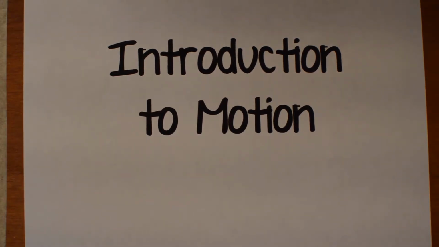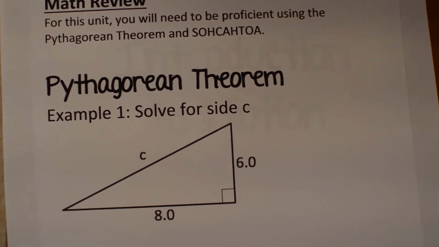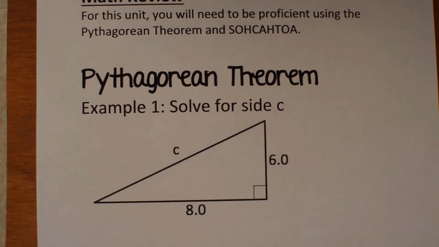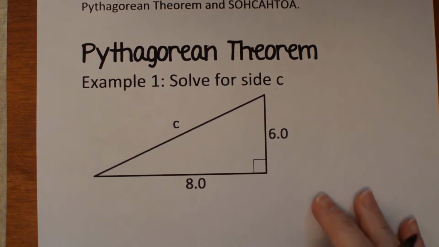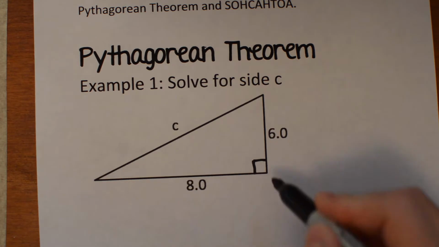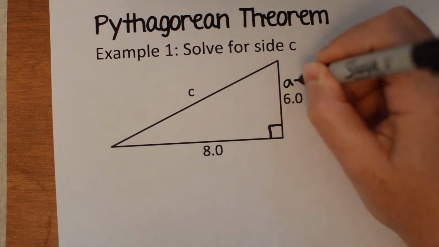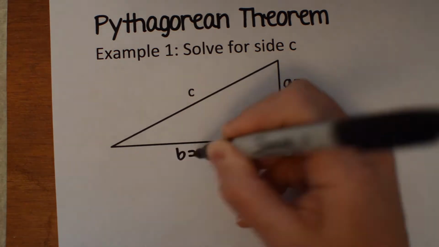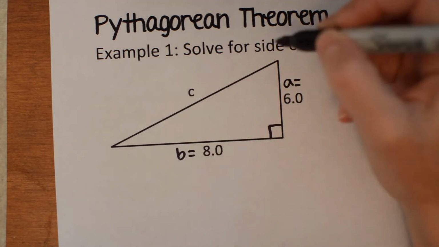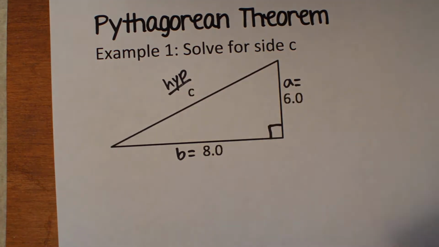So for our kinematics unit, we're going to need to be really good at just two math things, the Pythagorean theorem and SOHCAHTOA. The Pythagorean theorem you've seen before, we'll just quickly review it. It works when you have a right angle triangle and it's useful for finding the lengths of the sides. The two sides near your right angle you can call A and B. The side opposite the right angle, that's the hypotenuse, that's going to be C.